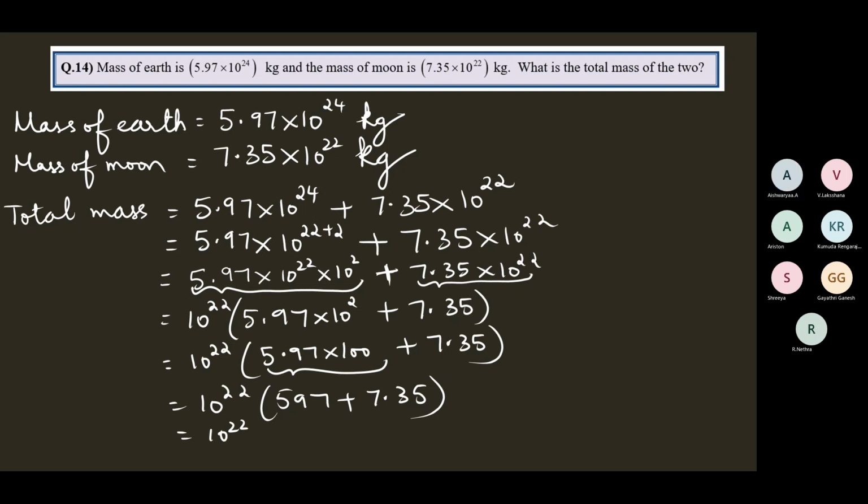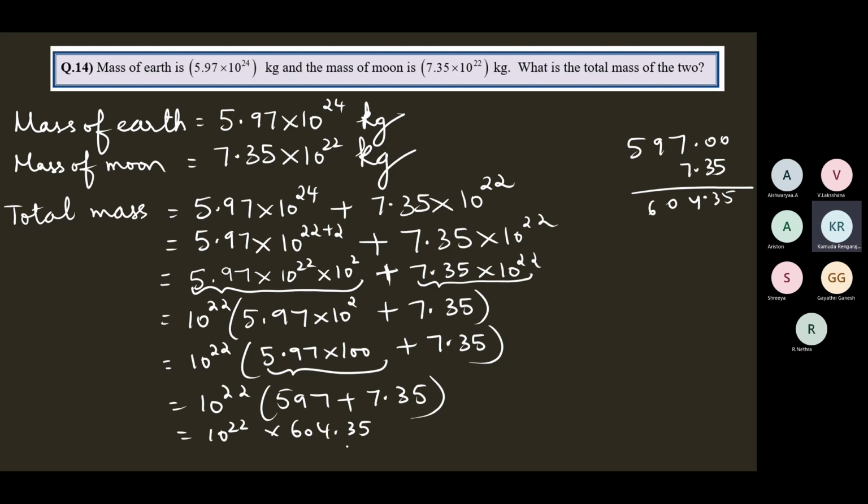Ma'am, is it 13.32? The sum is 604.35. Correct. 597 plus 7.35: 597 is 597.00 and 7.35, so 604.35.